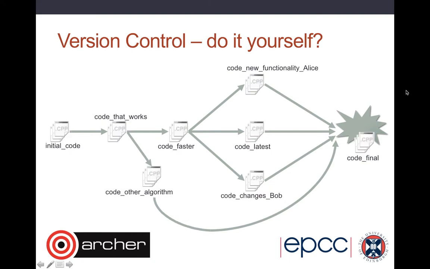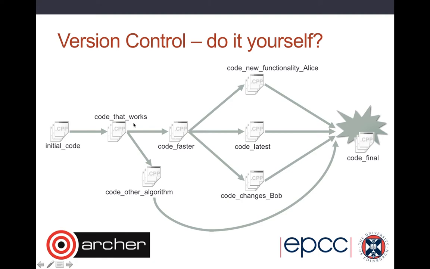Now suppose we weren't talking about a paper or a report, but we were talking about source code. So we're talking about software. Now, the analogous process would be that you start out with some initial code. Then it doesn't work yet. You make some changes, you put in some functions, and you arrive at say your first version of the code that compiles and runs. So you call that code that works.